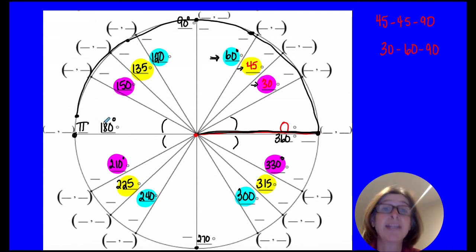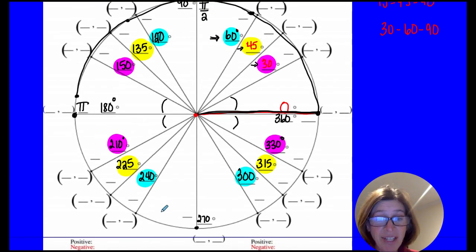So 180 degrees in radians is pi. So that would mean that 90 degrees would have to be pi over 2. And that would mean that 270 degrees has to be 3 pi over 2. And that would mean that 360 degrees would have to be 2 pi.